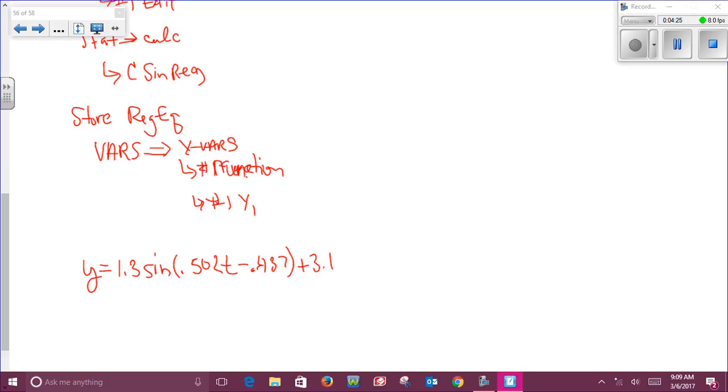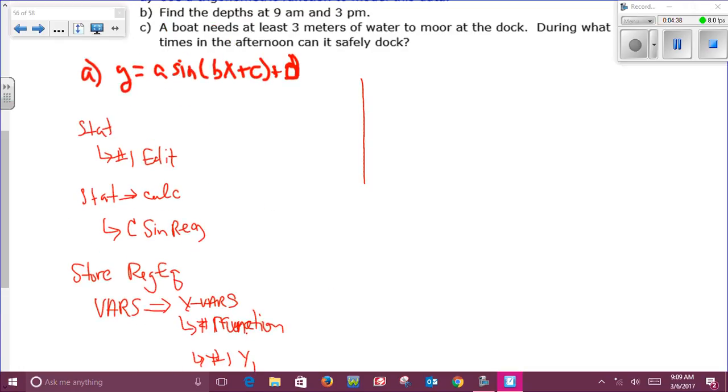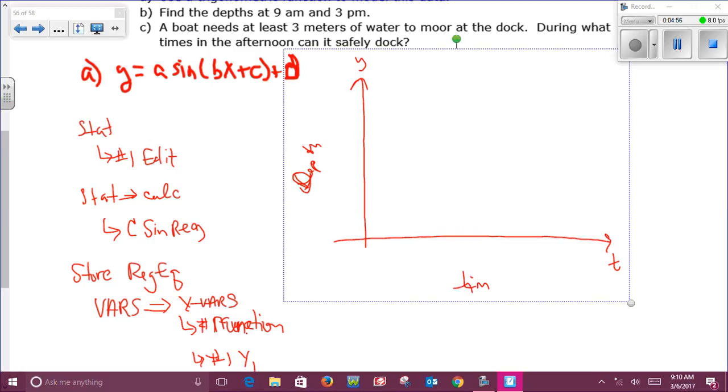Once you have all that written down, I want you to hit zoom 9. Now this is going to give you a graph of what your function looks like. We can also graph this by hand. This is the depth, and this is the time.